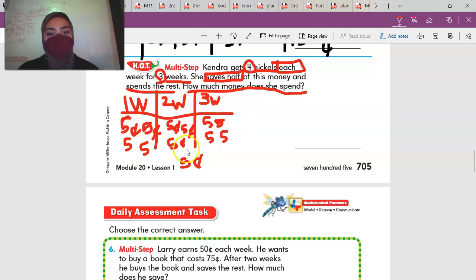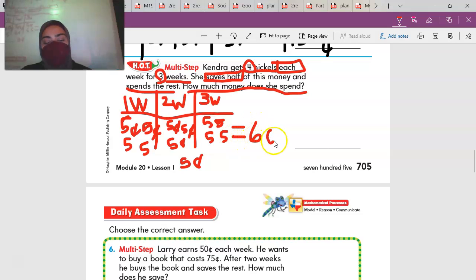Well, how much money has she saved? And then I'll see half. Okay, first let me see how much money she saved. Let me count. She saved 5, 10, 15, 20, 25, 30, 35, 40, 45, 50, 55, 60. She saved 60 cents. She has 60 cents in her piggy bank now. She saved a good amount. Okay. Now she saves half of this and she spends the other half. So what's half of 60? What plus what is 60? 30 plus 30 is 60. So half of 60 is 30. So how much money does she spend?